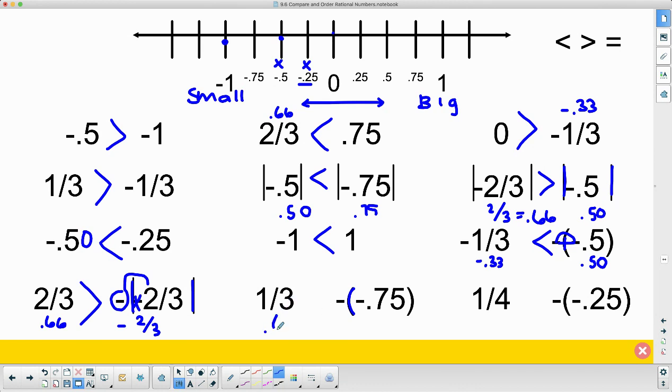So here we have 0.33, not 6, 0.33 for 1/3, and a negative times a negative is a positive 0.75. 75 cents is larger than 33 cents. Last one on this page, we have 1/4. We think of fourths like quarters. 1/4 is 25 cents. Negative times negative is a positive 25 cents, and 25 cents are equal.